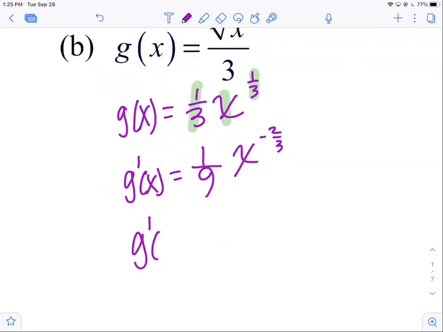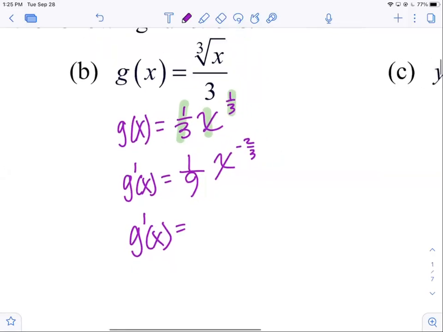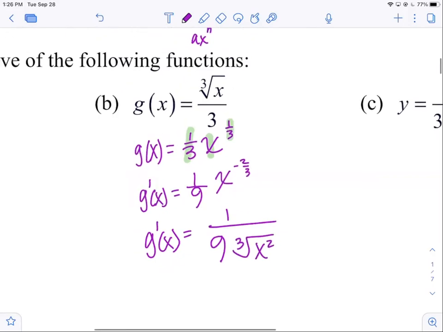When you clean this up, and it's always a good idea to clean it up, put it back into the original format. No negative exponents, no radicals. That's the same as 1/9 times the cube root of x squared. Holy moly smokers. If you think about what the parent function is to g of x equals the cube root of x over 3, it's the cube root of x, which we know is continuous at the origin, isn't it? But is it differentiable at the origin if it goes vertical right there?